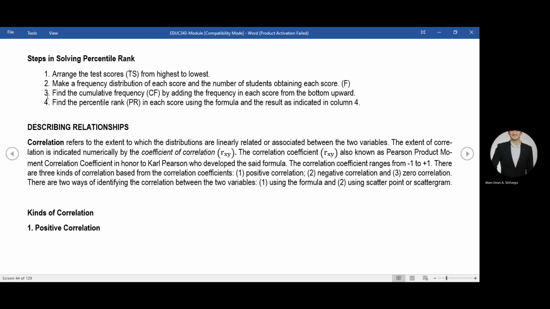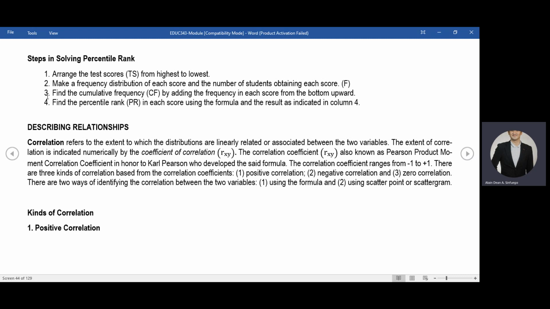Correlation. Again, this is for describing relationships between two or more variables. Correlation refers to the extent to which the distributions are linearly related or associated between the two variables. The extent of correlation is indicated numerically by the coefficient of correlation, denoted by r sub xy. It is also known as the Pearson product moment correlation coefficient in honor of its proponent Karl Pearson. The correlation coefficient ranges from -1 to +1.